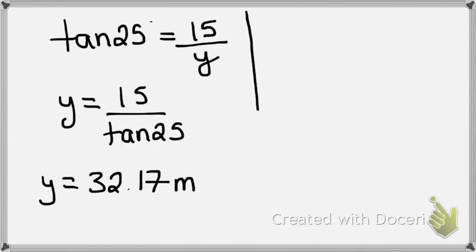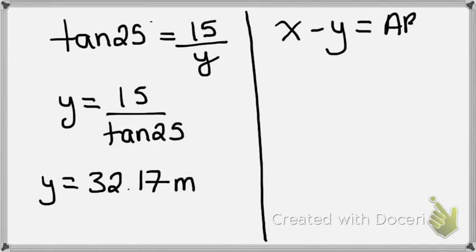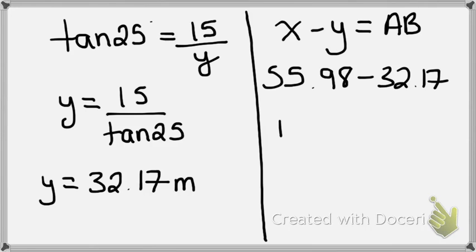All right. So again, if you look at your diagram that you've drawn on your page, we want the difference between those two values. So I'm just going to draw a line here. And one last step is to do a subtraction. So we need to do x minus y, which is going to give us the distance AB. That's what the question was asking. So let's do that quickly. 55.98 minus 32.17, and AB is going to equal 23.81 meters. And that's your solution.